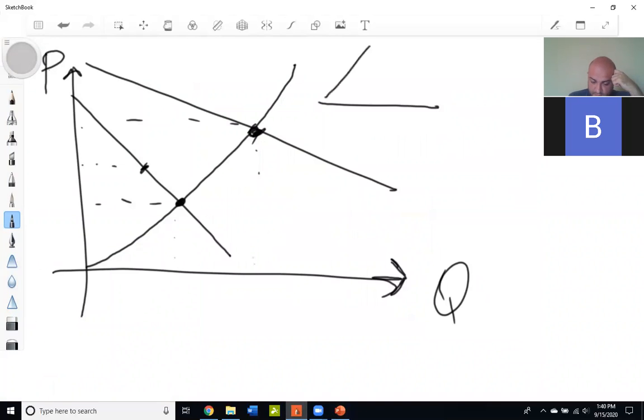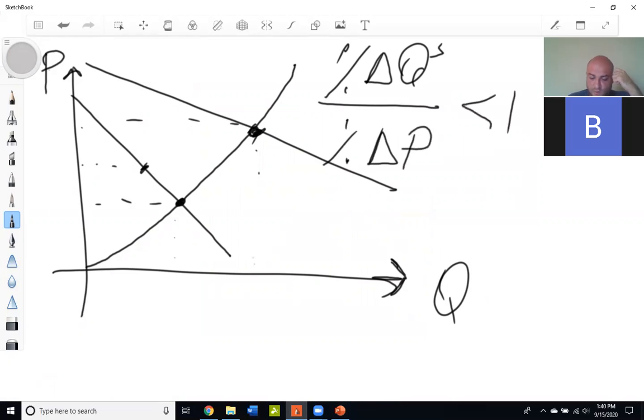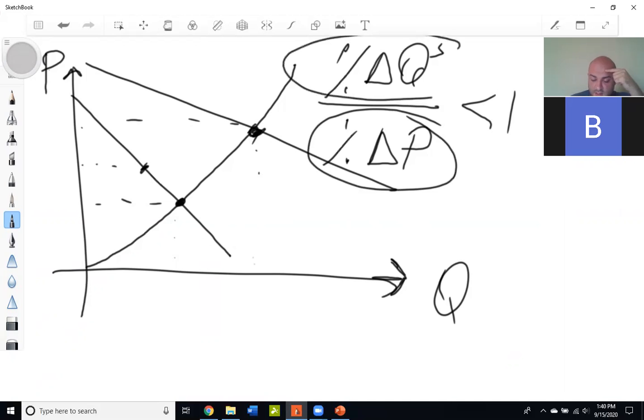Again, remember, percentage change in quantity supplied over percentage change in prices. This is less than 1. This is given. Beachfront property, inelastic. Therefore, this always changes more than this one. Because demand has shifted, now more people want what we're producing, which is beachfront property.